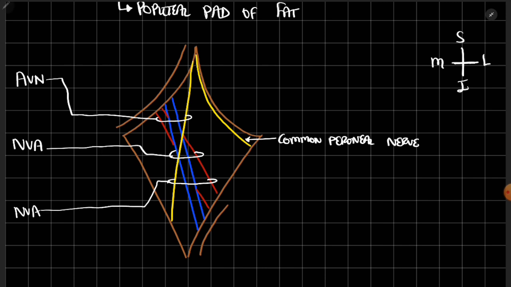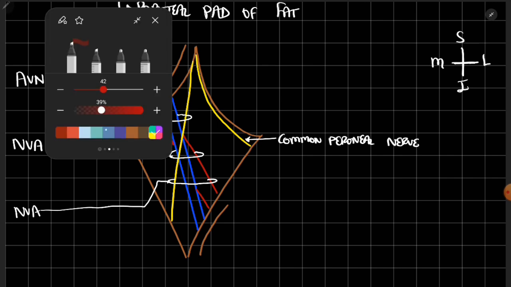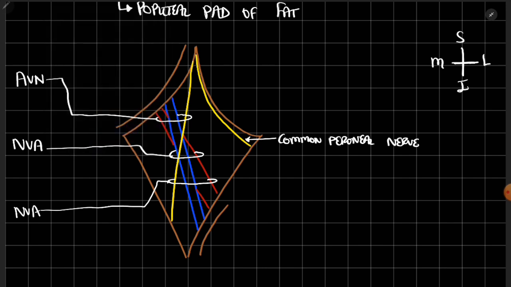So how to draw? First we will draw the popliteal vein a bit slanting going to the lateral side. Then below it we will draw the popliteal artery. Then on the superficial aspect of these two structures we will draw the tibial nerve. So these are the contents. And to show the fat, the fat will be present like this all over the popliteal fossa.